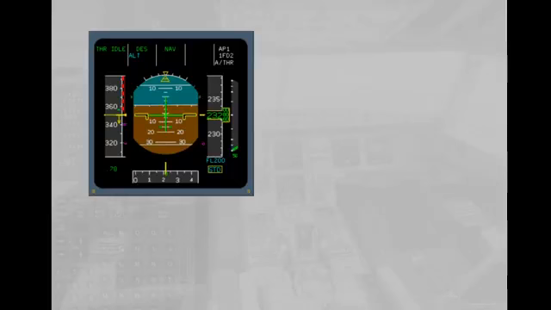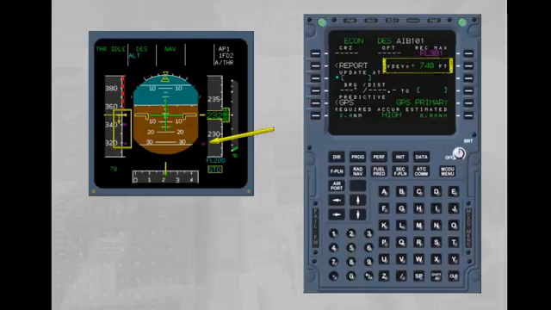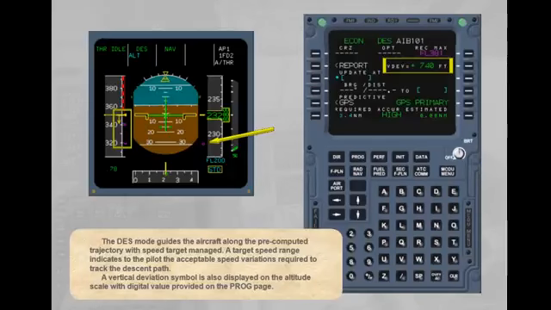The descent mode guides the aircraft along the pre-computed trajectory with speed target managed. A target speed range indicates to the pilot the acceptable speed variations required to track the descent path. A vertical deviation symbol is also displayed on the altitude scale, with digital value provided on the prog page.